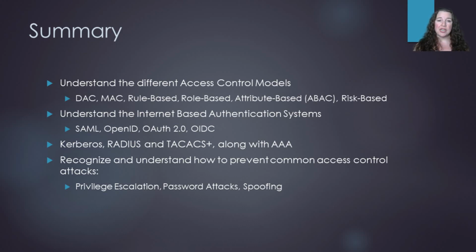You want to make sure you understand your basic internet-based authentications with SAML, OpenID, OAuth 2.0, and OIDC. Remember, using OpenID along with OAuth to get authentication and authorization. Your internal networks use Kerberos, RADIUS, and TACACS+, along with your AAA. You want to remember what AAA stands for and how each of those works. And you need to understand, if you were to see a ticket granting system, is it RADIUS or is it Kerberos? Yes, you know which one is which.